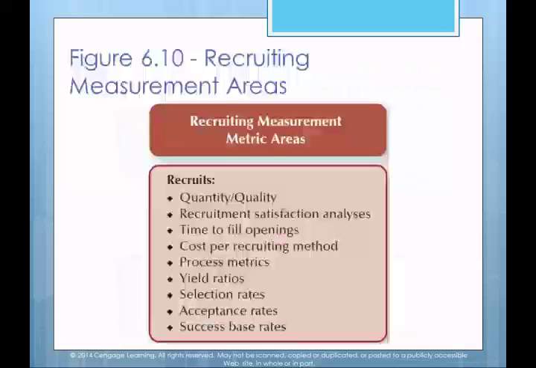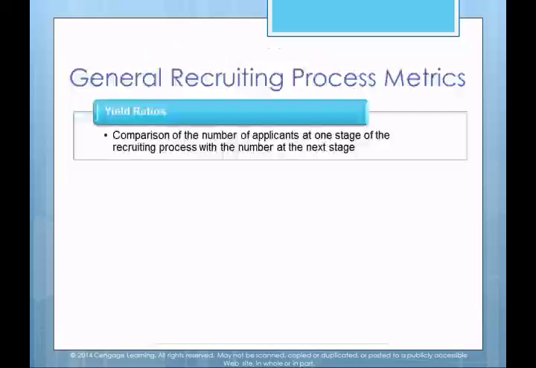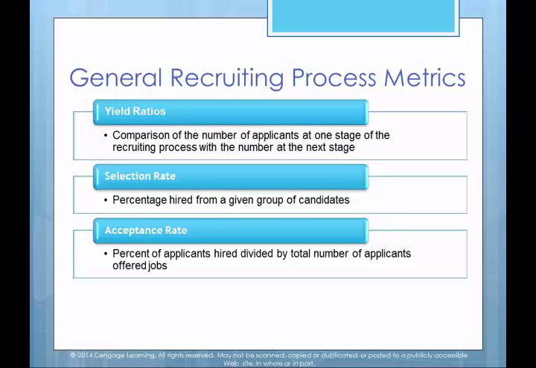Recruiting measurement areas is quality, quantity, recruitment satisfaction. We've talked about time to fill, cost per recruiting method, process metrics, yield ratios, selection rates, acceptance rates, success-based rates. Those are terrific. And your book gives you very much detail about it. But here's some of the definitions of the metrics. The yield ratio is the comparison of the number of applicants at one stage of the recruiting process with the number at the next stage. And your book has a great pyramid of that.